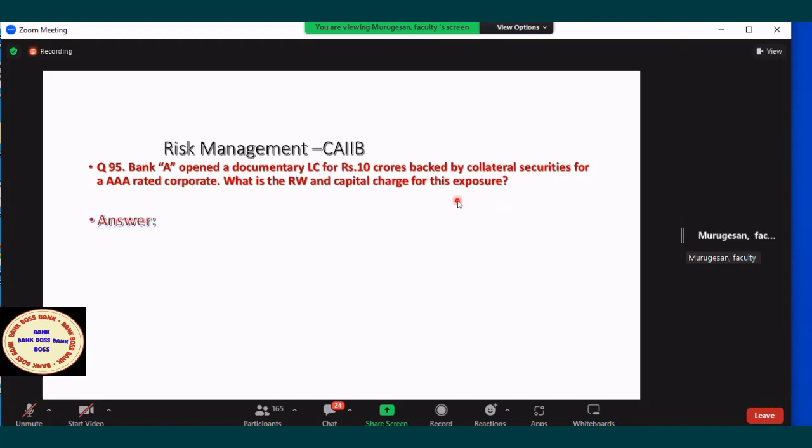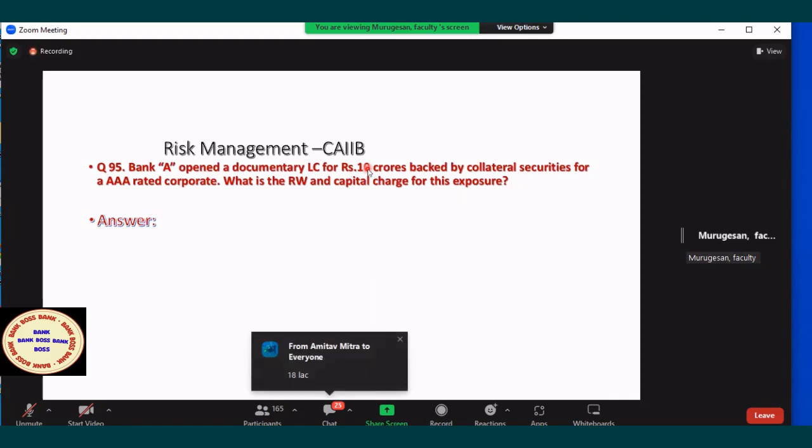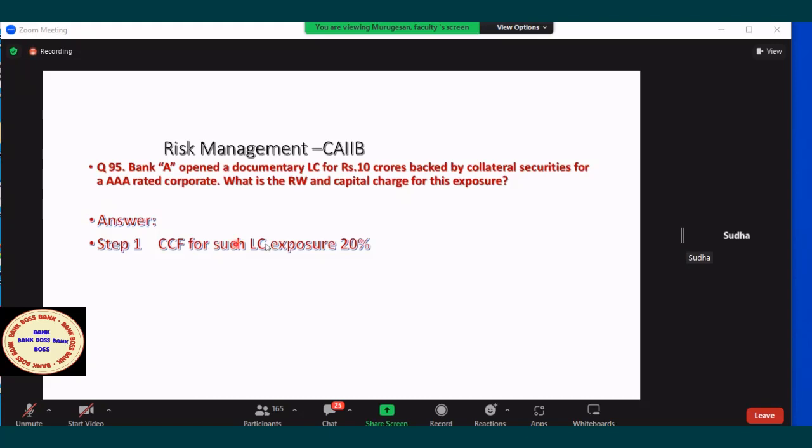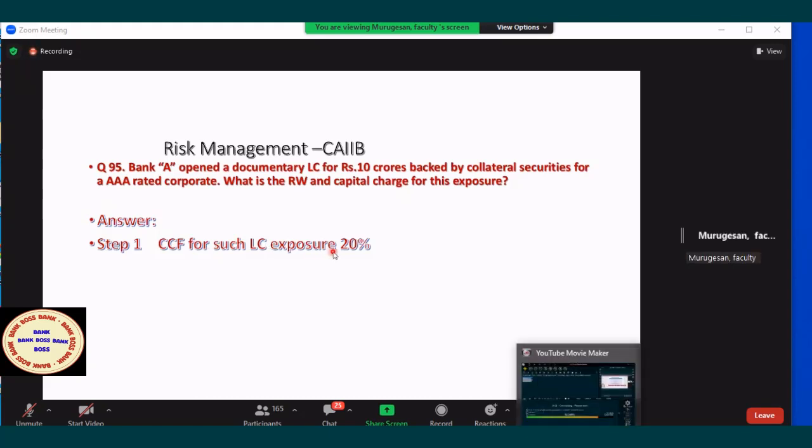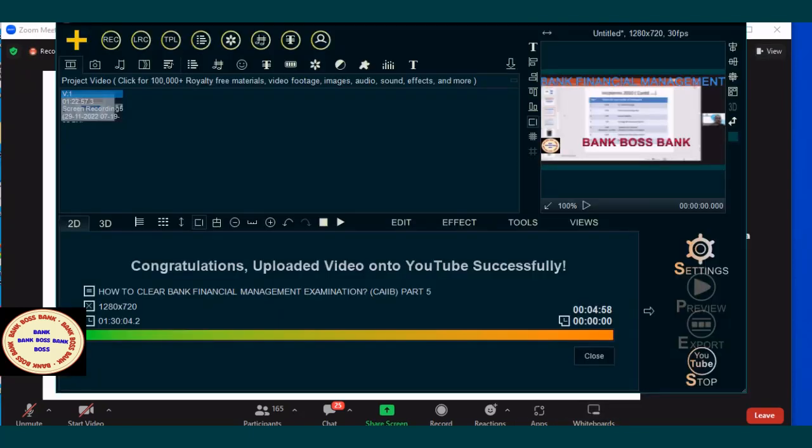Okay. Now, first one, you have to apply the documentary LC. First, you have to apply CCF. What is the CCF? Entire 10 crore may not become a credit exposure. So 10 into 20%. 20% is for LC. So the 10 crore will become what? Credit exposure will be 2 crore only.